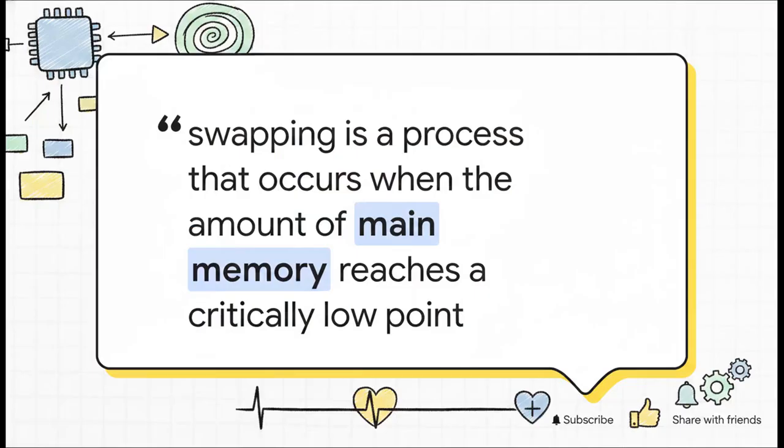To sum it all up, swapping is the ultimate lifesaver that kicks in when our main memory reaches a critically low point, seamlessly shuffling processes to the disk and back so you can keep working without a hitch. But here is a provocative thought to leave you with. As solid-state drives become almost as fast as RAM, will we even need swapping in the future? Will the line between disk and memory just disappear entirely?